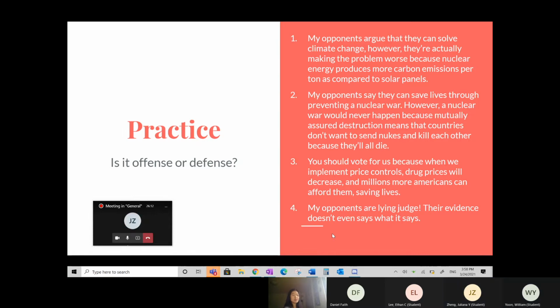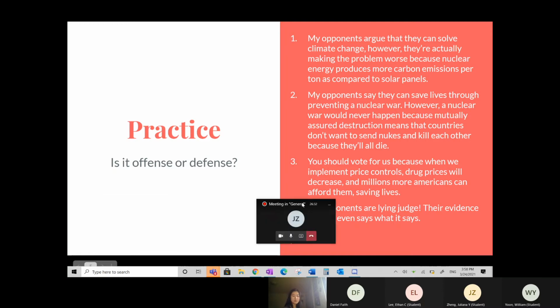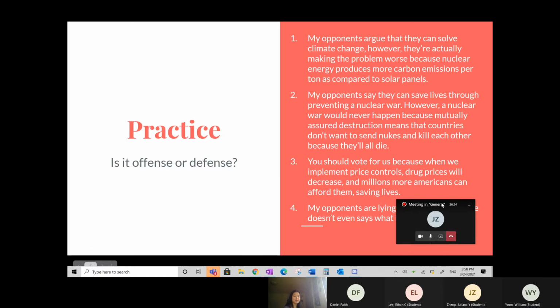Evidence indicts are defense. Unless you bring in a moral argument, like, oh my God, Judge, you shouldn't vote for people who are lying, and then you extrapolate it into, we should have honesty in debate. But generally, no one will do that. You just prove that their evidence doesn't say what it says. That's just defense, because that means their argument is false, but it's still not a reason to vote for you. Right, so good. We got 3 out of 4, 75%.